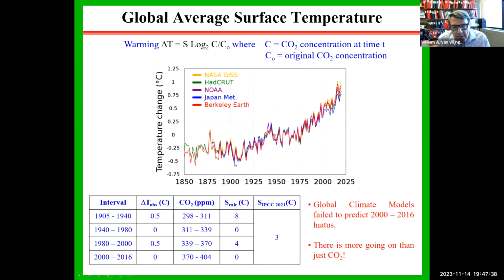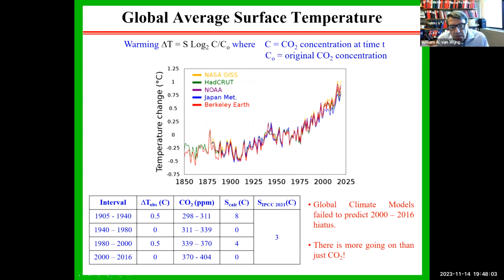And we see from about 1905 to 1940, the temperature went up by about half a degree. Well, during this time, the CO2 went from 298 parts per million to 311 parts per million. So if I substitute delta T is 0.5 and these concentrations of CO2 into this formula, I get a value of S of 8.